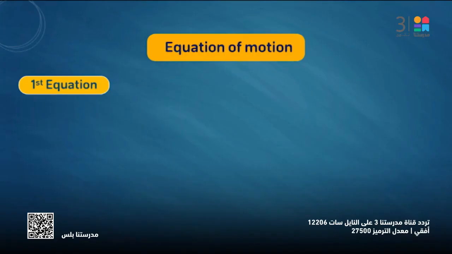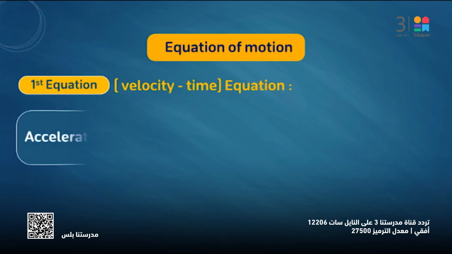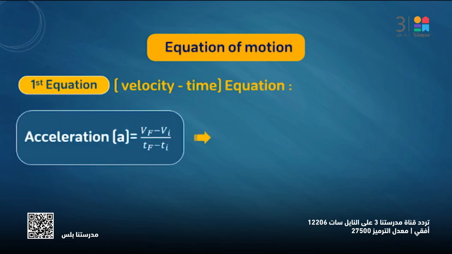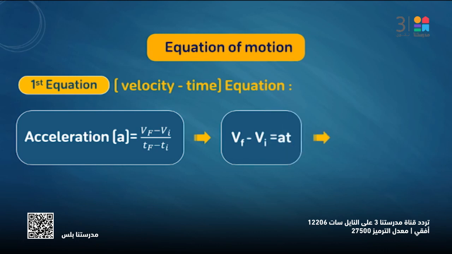So the first equation, number 1, is called the velocity-time equation. So how to prove this equation? Let's start with the rule that we know. Acceleration equals v final minus v initial over t final minus t initial. Yes, this is the rule for acceleration. And we said that v final minus v initial equals a t, by cross multiplication.